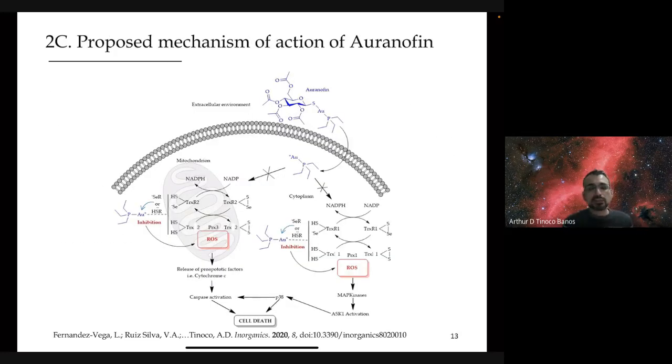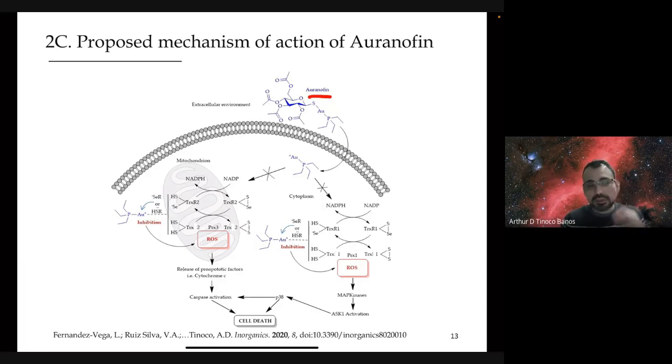Let's give a visual of this proposed mechanism, because that was words, but what are we actually seeing? It's proposed that auranofin is not a very stable compound, and in a later discussion we'll go into the speciation of this compound. But here I'm just giving you the overview of what's speculated to be a mechanism of action, where the auranofin will deliver a portion of the molecule.